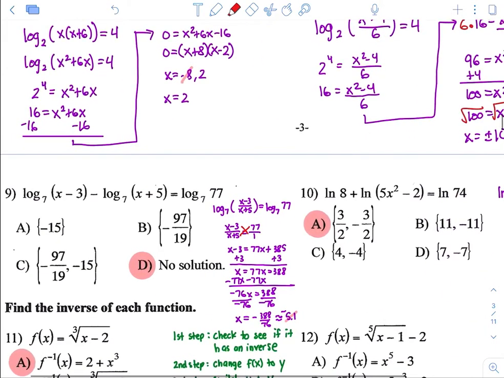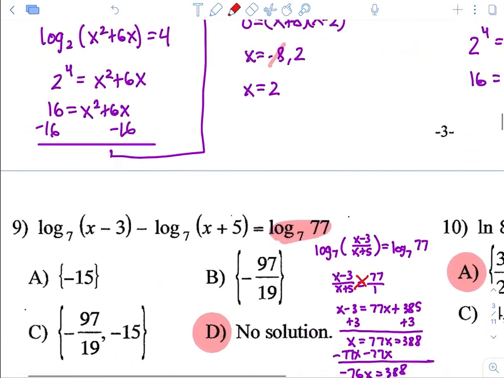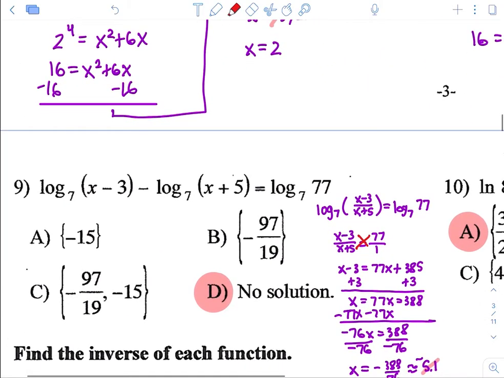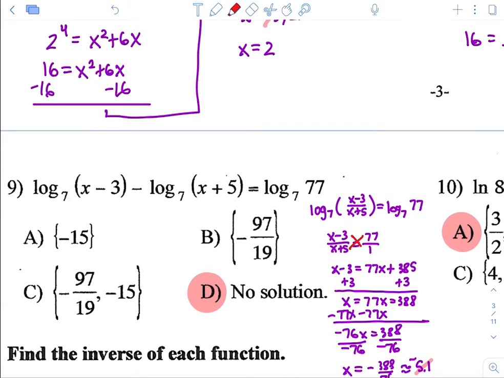9 and 10. Alright, so 9, log, and there's a minus sign, so it's quotient rule. So that means it's this divided by that. So log base 7, x minus 3 divided by x plus 5 is equal to log base 7 of 77. Now notice, you guys, they both have logs on both sides, right? So since they both have logs, that means this has to equal that. So I set x minus 3 over x plus 5 equal to 77.